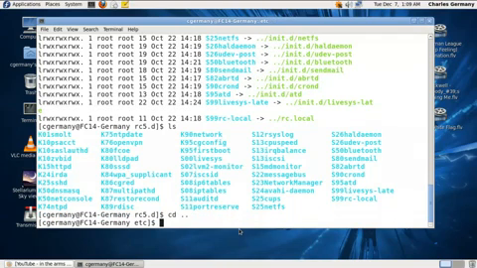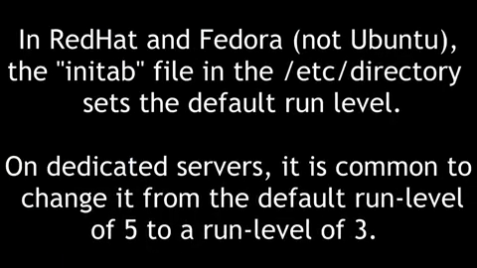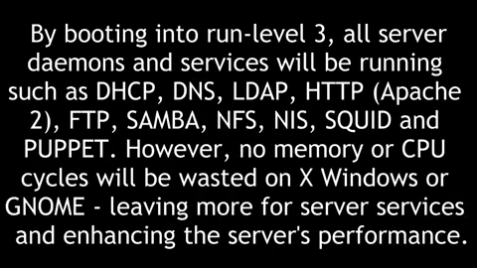But I'm going to recurse out of this directory. In Red Hat and Fedora, but not Ubuntu, the inittab file in the etc directory sets the default run level. On dedicated servers, it is common to change it from the default run level of 5 to a run level of 3. By booting into run level 3, all server daemons and services will be running, such as DHCP, DNS, LDAP, HTTP, FTP, Samba, NFS, NIS, Squid, and Puppet.